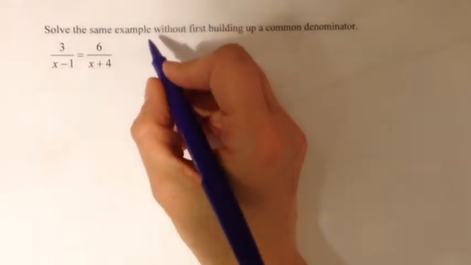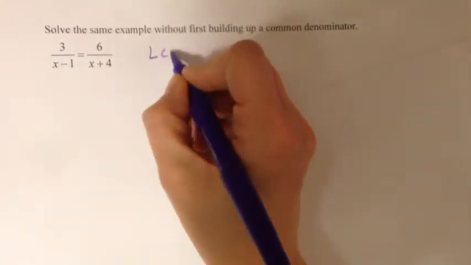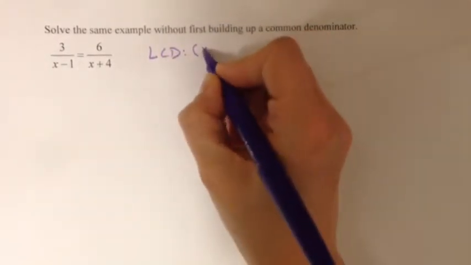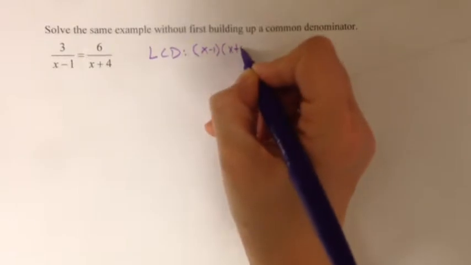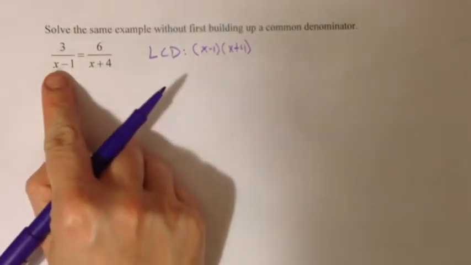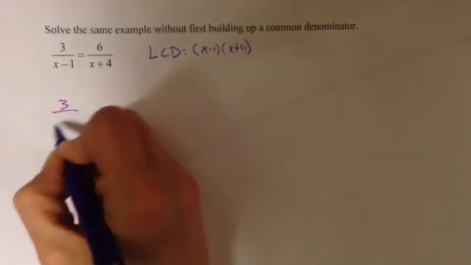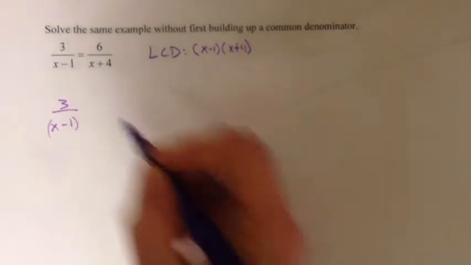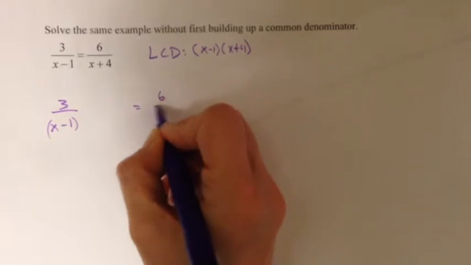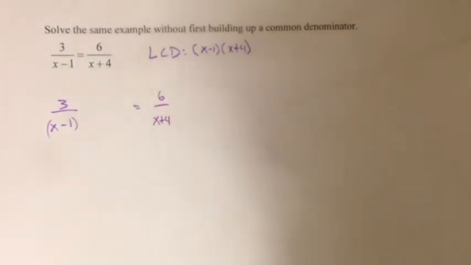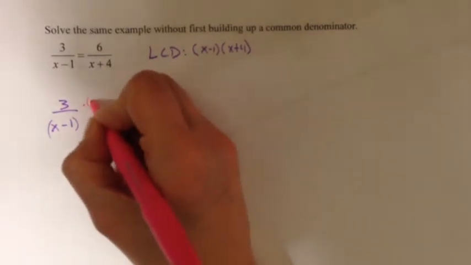Now I'm going to go ahead and show you that same example again, but this time without first building up a common denominator. I still need to know what my common denominator is, though. My least common denominator is still x minus 1 times x plus 4. Now I'll multiply each side of my equation by that least common denominator. I sometimes like to write this out with a little bit more space for myself. And then I write down my least common denominator that I'm going to be multiplying everything by.